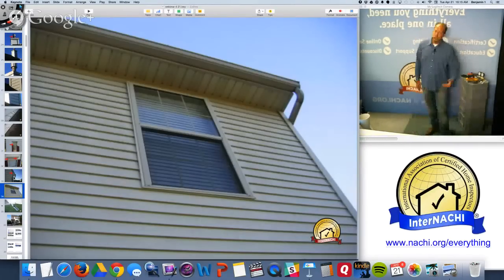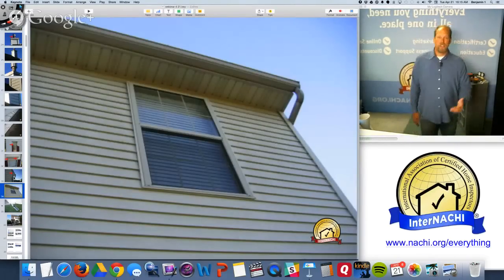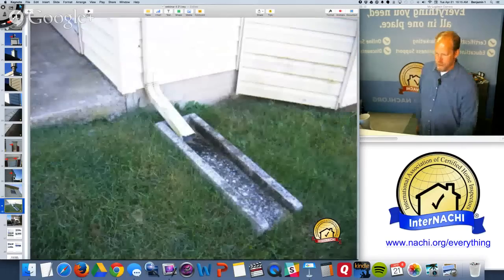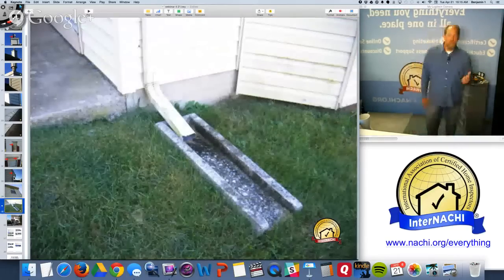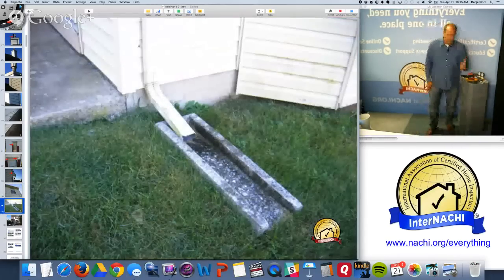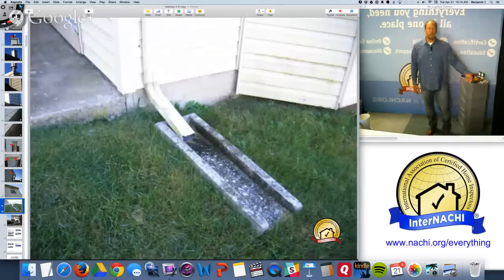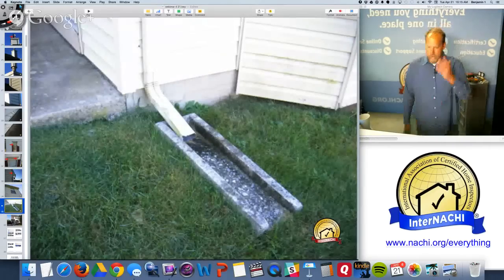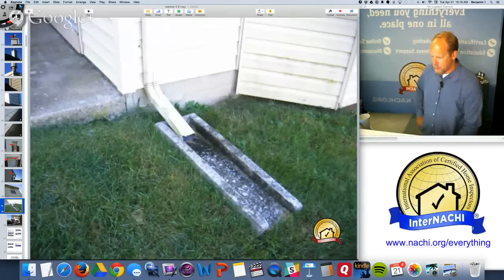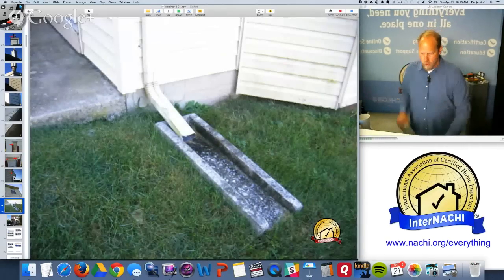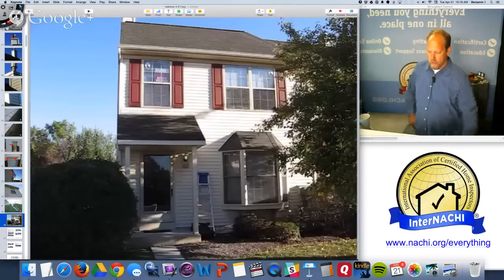Looking at the siding, the windows, the ventilation at the soffit. Taking pictures forces me to inspect every system and its components, right? And here's a discharge pipe from the downspout diverting water away from the house. That's good. I want that.